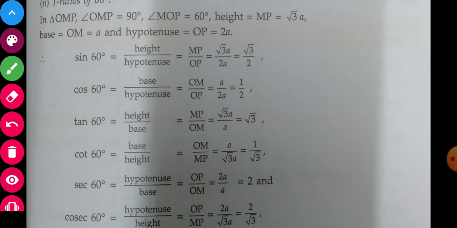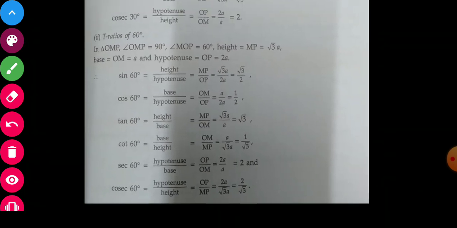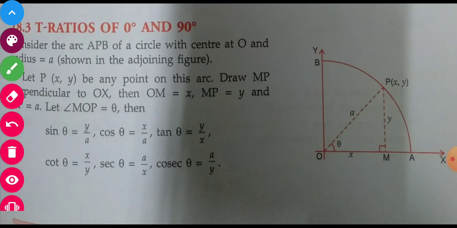Okay. So now we have found the values for all the trigonometric ratios for the angles 45, 30 degrees and 60 degrees. Let us see the remaining two angles, which are 0 degree and 90 degree. For that, let us consider this.